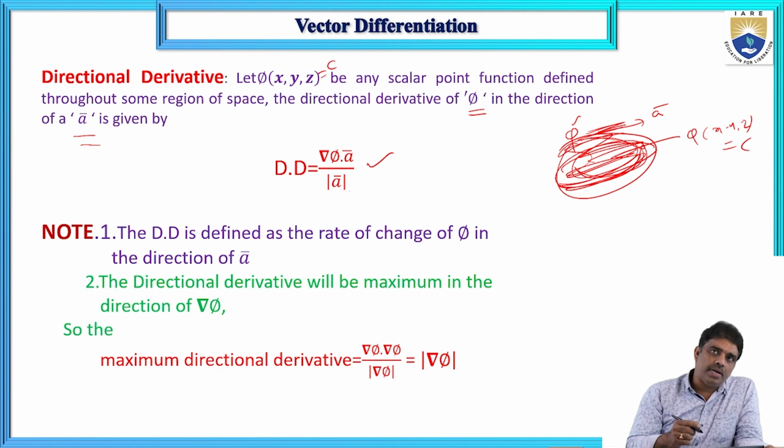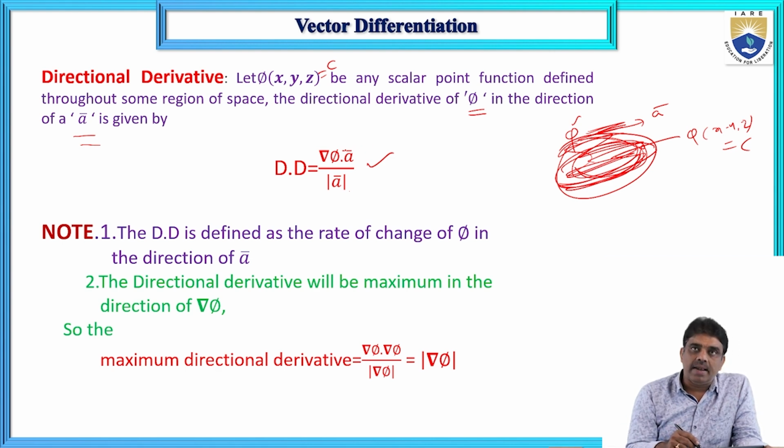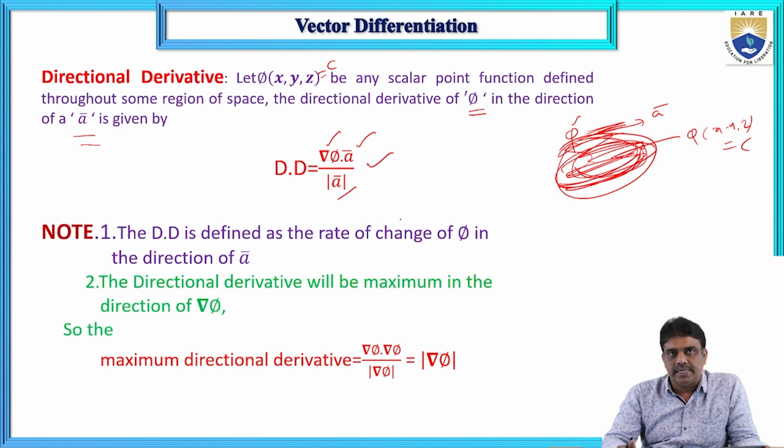Right. So the formula for the directional derivative is grad phi dot a bar by magnitude of a bar. Phi is a scalar, grad phi is a vector. A bar is already a vector. The magnitude of a bar is the root of the sum of the squares of the i bar, j bar and k bar coefficients. And grad phi dot a bar is the dot product of two vectors, so it will be a scalar. Scalar by scalar, the directional derivative is some constant.